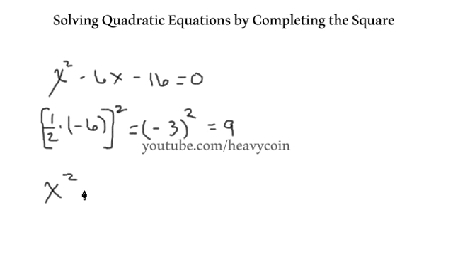Now, I rewrite x squared minus 6x. I leave a blank right here. I go ahead and write my minus 16. And what goes in the blank is the 9. Of course it's always going to be a positive 9. But then I must put a -9 outside.